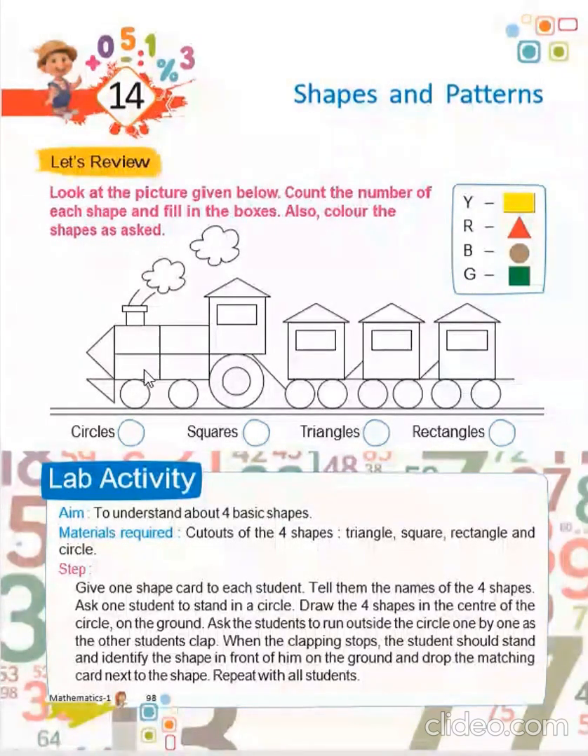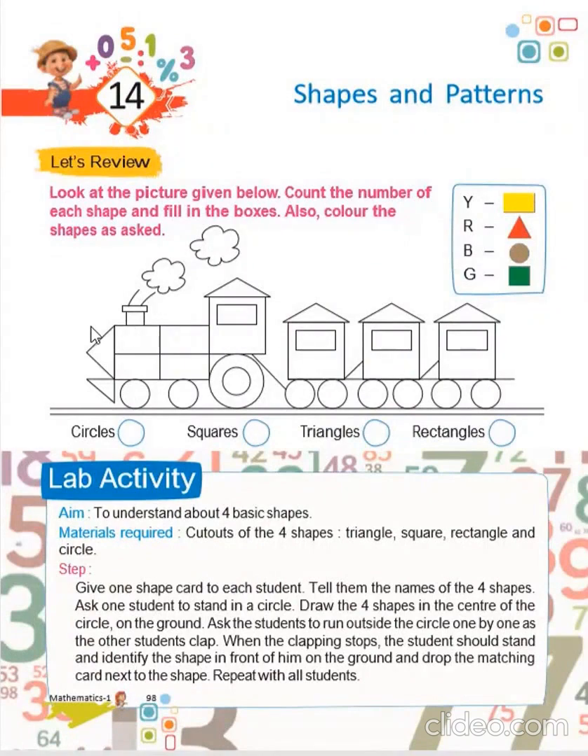Now look here, circles are there. This is a circle. This is a big circle. One more circle. These are circles. Now this is a square. This is a square. Now this is a rectangle. This is a rectangle.